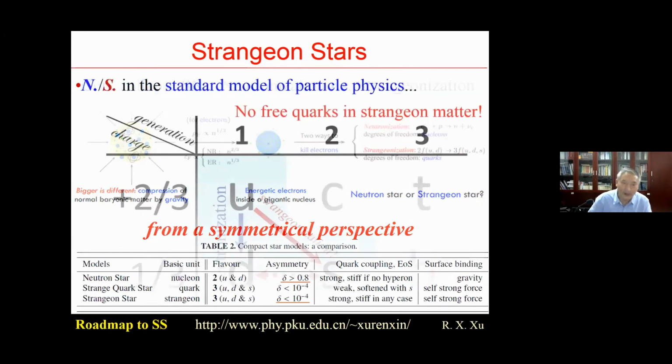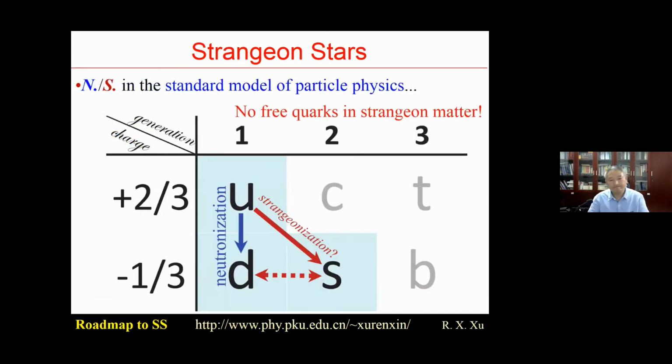Anyway, I may have this summary: neutronization and Strangionization in the standard model of particle physics. For neutronization, as I told you, in the standard model of particle physics there are 6 flavors, but for the 3 heavy flavors, quarks are forbidden. And for the 3 light flavor quarks, in neutronization and Strangionization, quarks are not free in both cases.